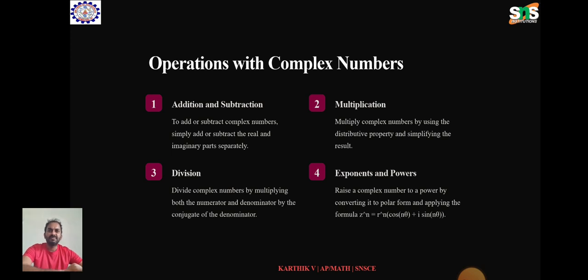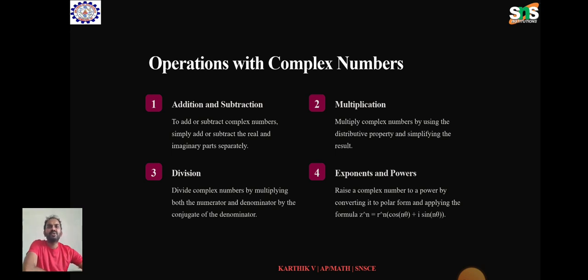Operations with complex numbers. Operations with complex numbers such as addition, subtraction, multiplication, division, and exponentiation. Addition and subtraction. To add or subtract complex numbers, you simply combine their real parts and imaginary parts separately. Addition. For example, (a + ib) + (c + id) = (a + c) + (b + d)i. Similarly for subtraction as well.